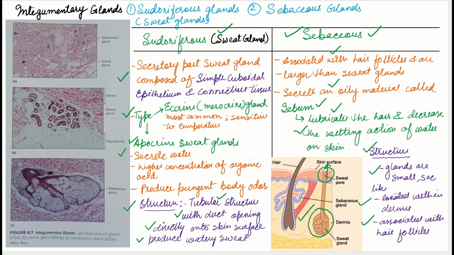The figure here represents the microscopic image of glands like the sweat gland and the sebaceous gland, both in the same figure. Image B represents the sweat gland. As you can see here, this is the dermis area and this is the hypodermis region, and these are the sweat glands. Image C represents the sebaceous gland. As you can see here, these are the sebaceous glands. These are the microscopic images of the integumentary glands.